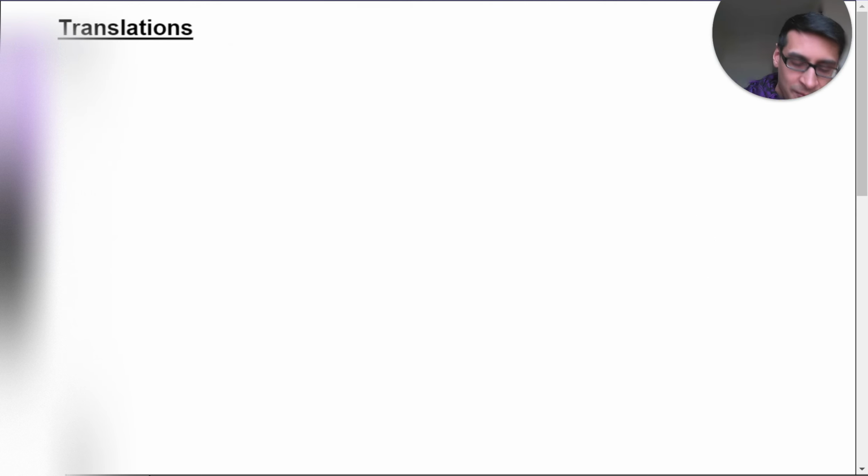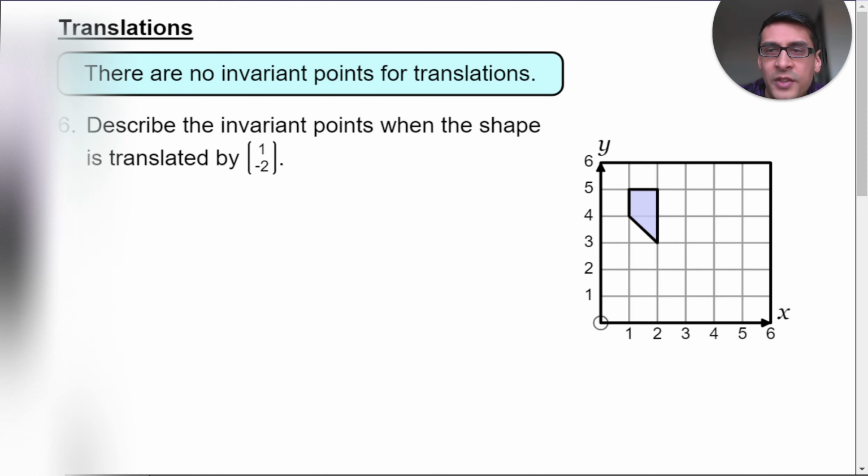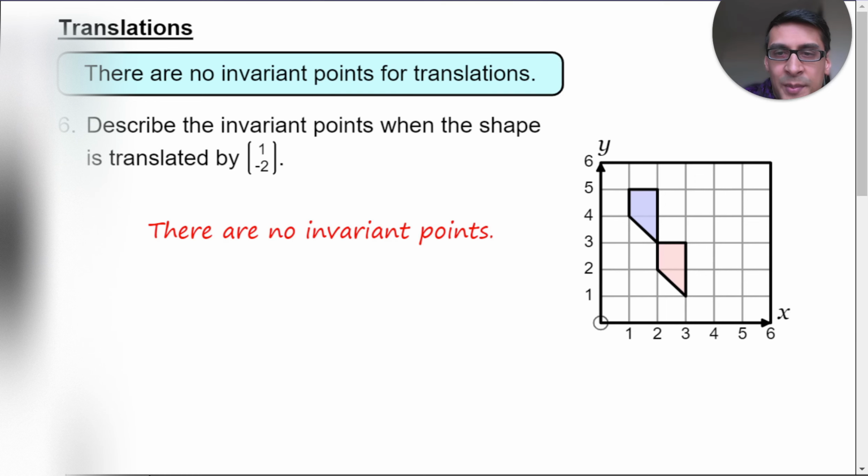Okay, translations. This one's going to be perhaps a little bit easier than the other two. If you're looking at translations, there's no invariant points. So if you imagine you're translating this shape, moving it 1 unit to the right and 2 units down, you can see none of the points stay where they are. There are no invariant points with translations. So that's your translation. Now 0, 0 doesn't really count as a translation because you haven't actually translated the shape. It's just the original shape.